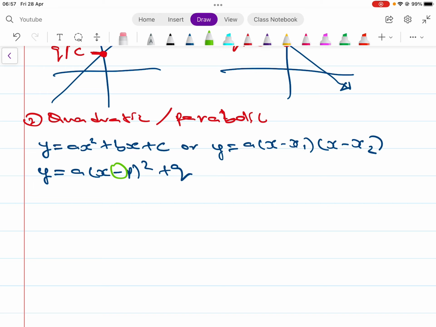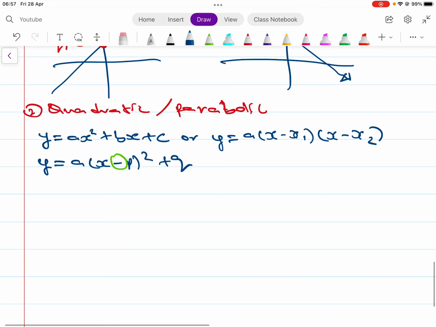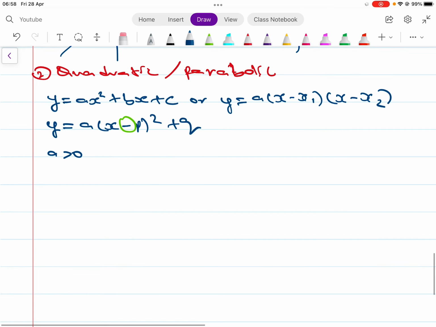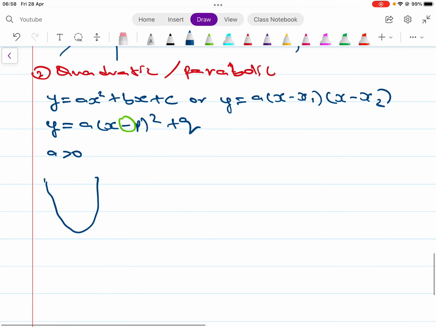The plus or the minus only tells you whether the original graph has been shifted to the left or to the right. Then you keep it moving. So with any of these equations, if a is greater than 0, meaning it's positive, the graph is just going to face up like that.